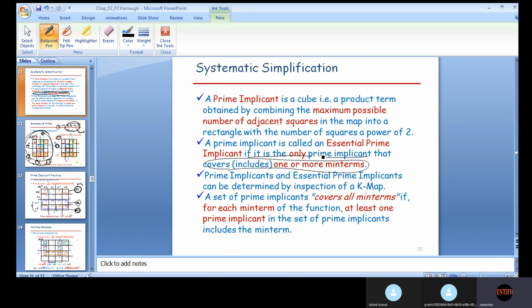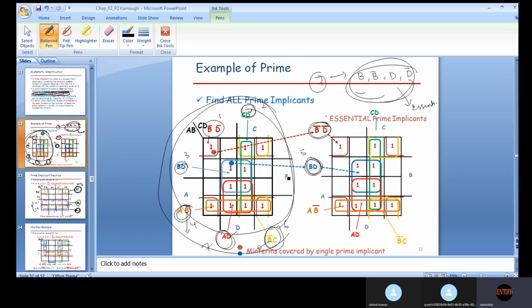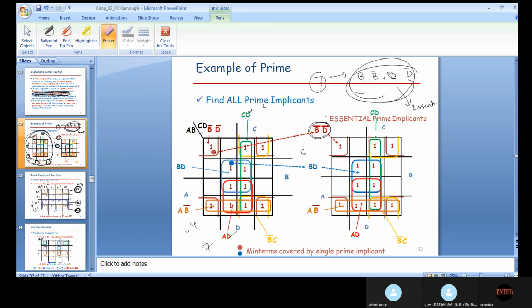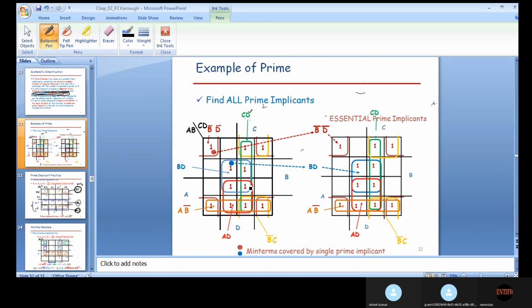Again, you see the definition. If it is the only prime implicant that covers or includes one or more min terms, this is called an essential prime implicant. Is it clear, Ashok? See, A and C are not the essential prime implicants.